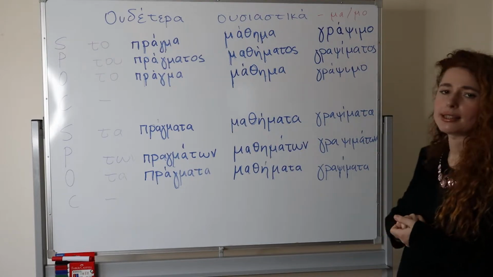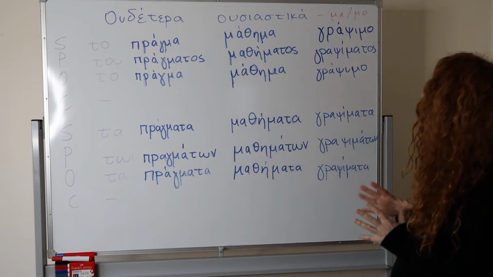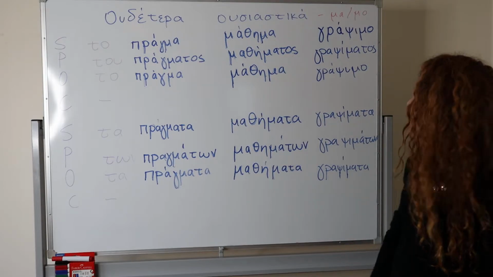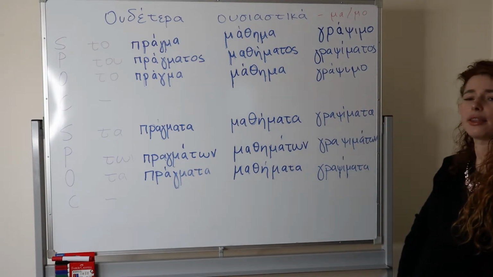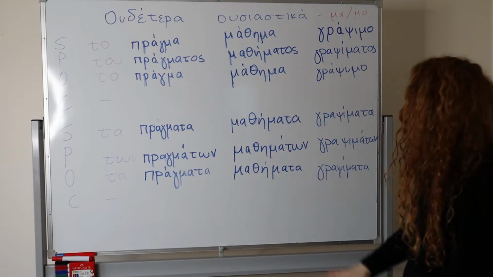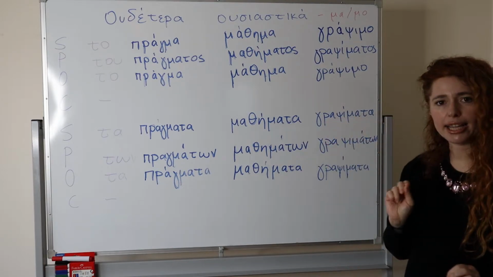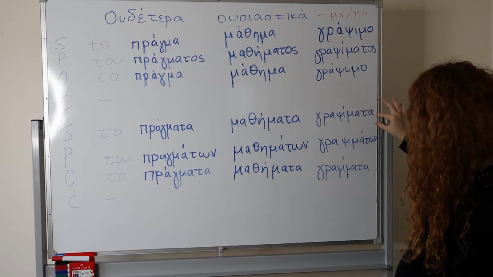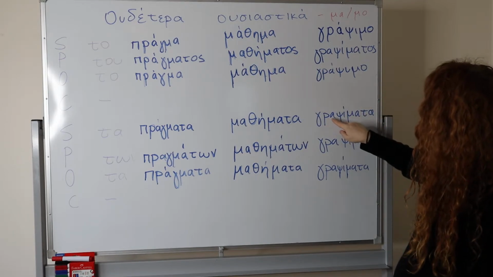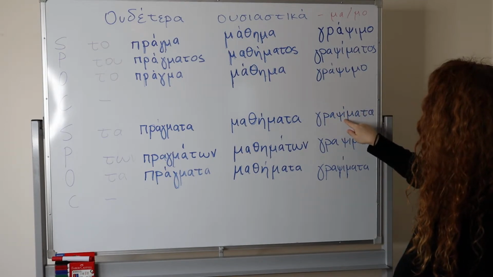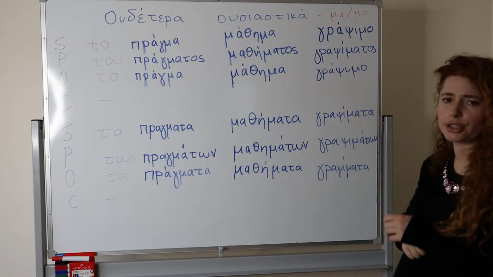To grapsimo is the writing as a subject. To grapsimatos is the writing as possessive. To grapsimo is the writing as an object. Ta grapsimata, the writings, an extra syllable at the end, so the accent drops from alpha to iota, from the 4th syllable to the 3rd syllable.